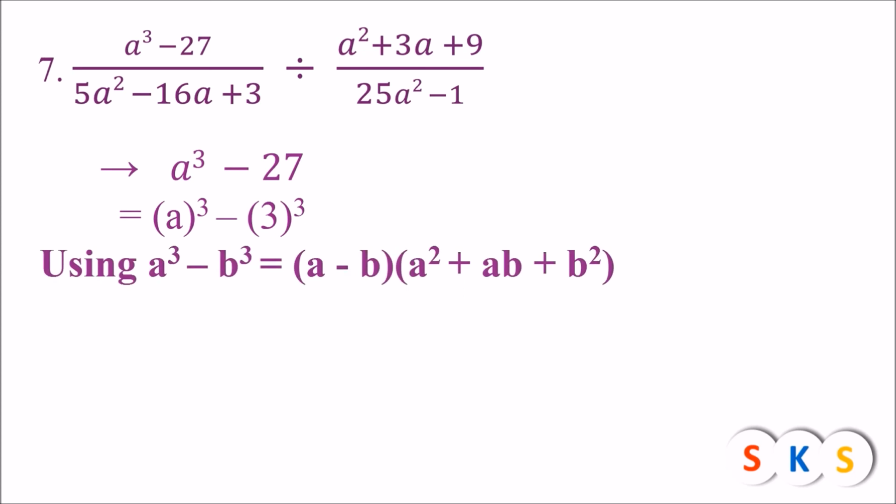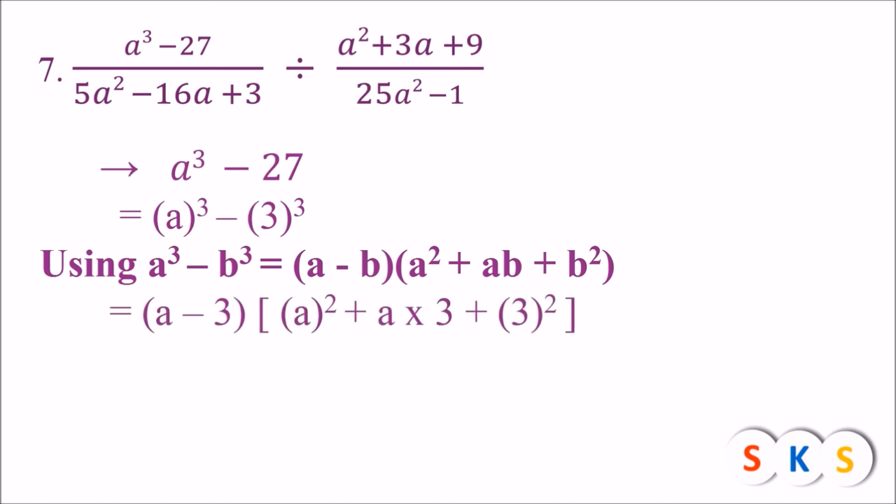Now let's substitute the values of a and b in this formula. So we will get (a minus 3) in a bracket (a square plus a into 3 plus 3 square), because a square is a square, ab is a into 3, and b square is 3 square. Now after substituting the values of a and b, we will simplify it further. So we will get here (a minus 3)(a square plus 3a plus 9), since the square of 3 is 9. That is the factor of a cube minus 27.